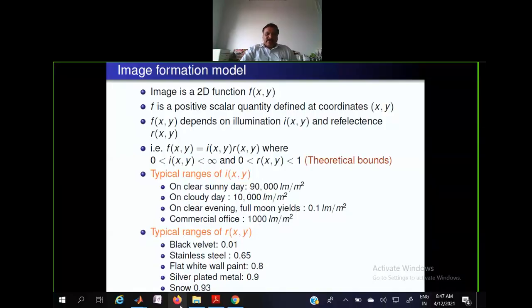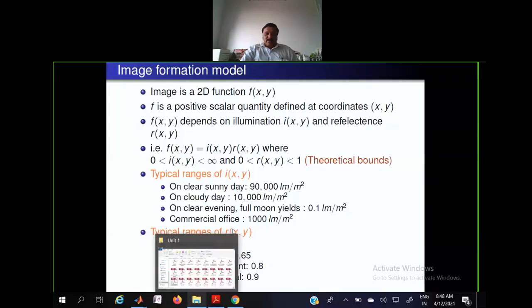And the reflectance, if it is a black velvet, the amount of reflectance is very less, 0.01. Stainless steel definitely reflects to some extent, so 0.65. That means what it means is 65% of the illuminated value gets reflected. And the white wall paint is about 80%. Silver plated metal is about 90%, and snow is about 93%.